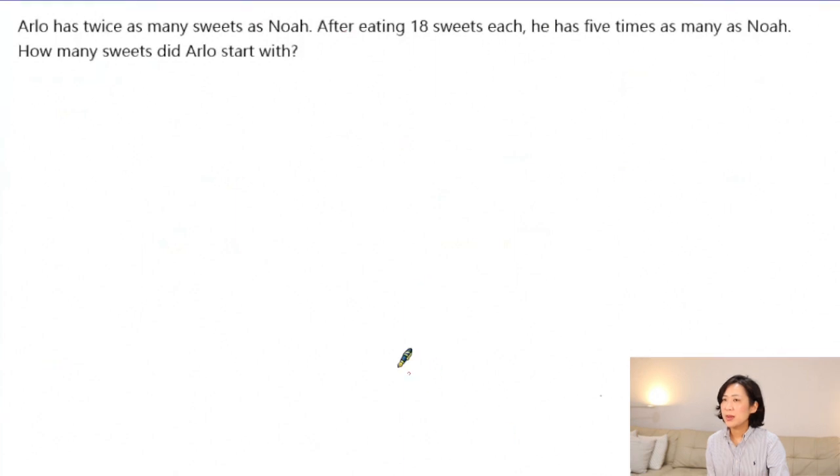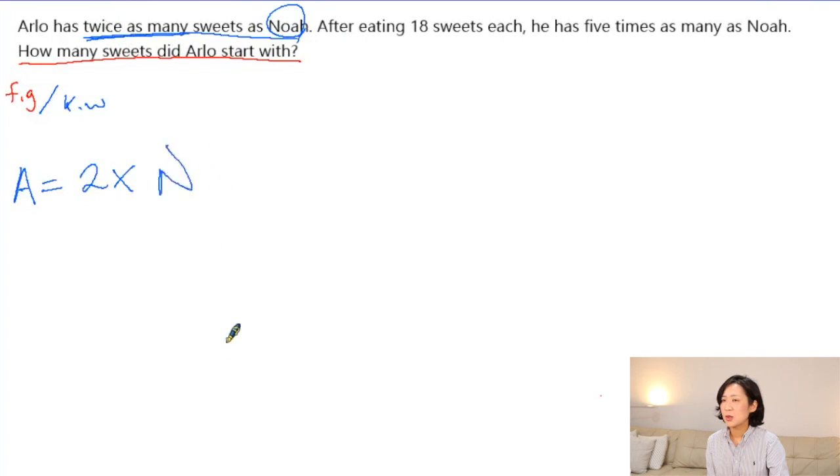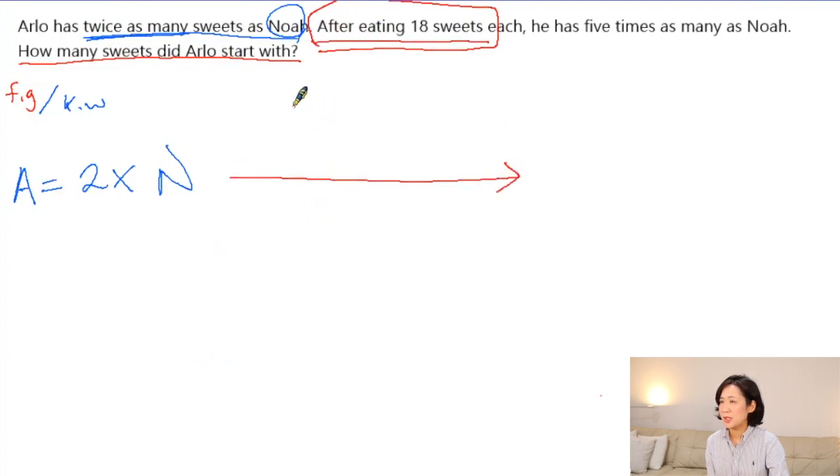We've got a question with Arlo and Noah's sweets. Then the final goal is finding the sweets Arlo started with. Keyword: Arlo has twice as many sweets as Noah. So the number of sweets Arlo has got, that is our final goal, right? It is twice as many, 2 times the number of sweets of Noah's. Now this is important. After eating 18 sweets each, Arlo ate 18 sweets, and Noah also ate 18 sweets.